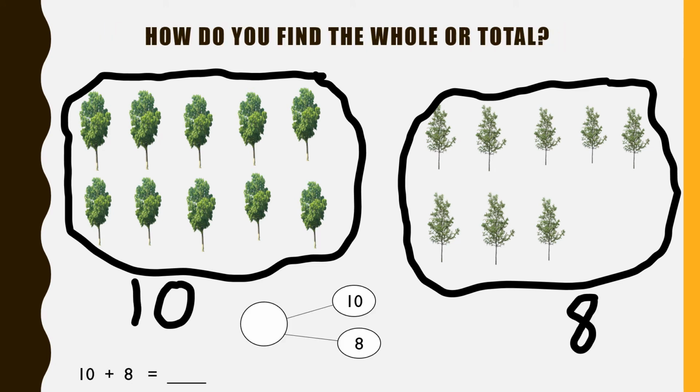Kindergarten, our learning target said that we were going to practice bringing two parts together to find the whole. We not only used a 5 group to organize our counting, but we can also use a number bond to organize our parts and then find our whole. So if we put 10 and 8 together, what will our whole be, kindergarten? Have you figured that out yet? Let's see what you came up with.